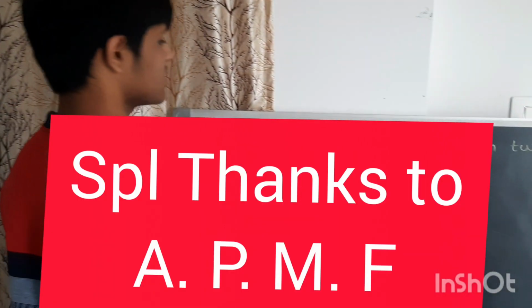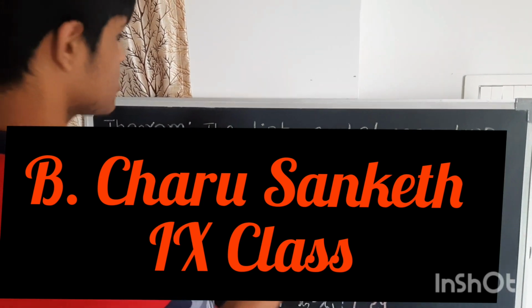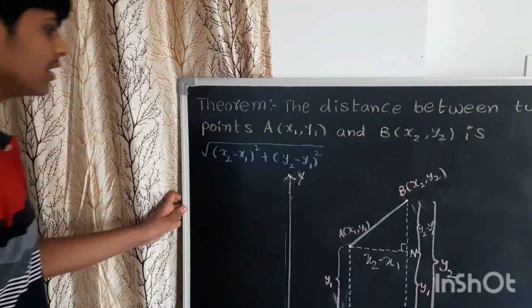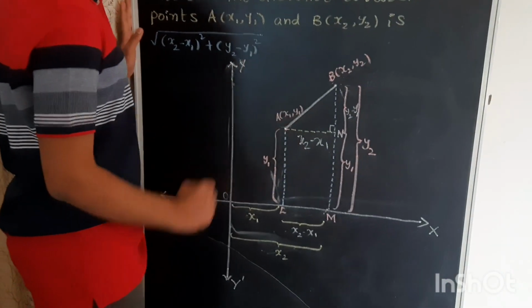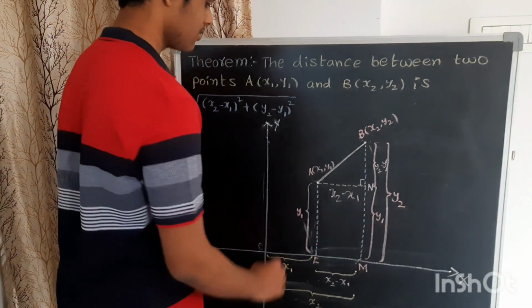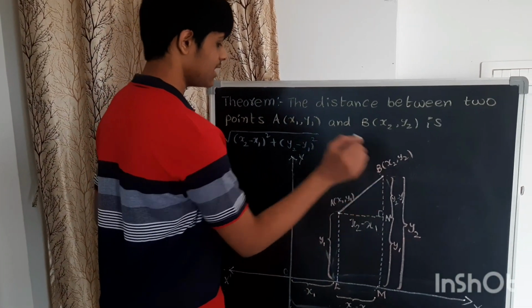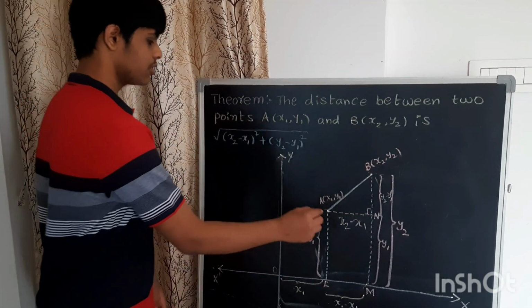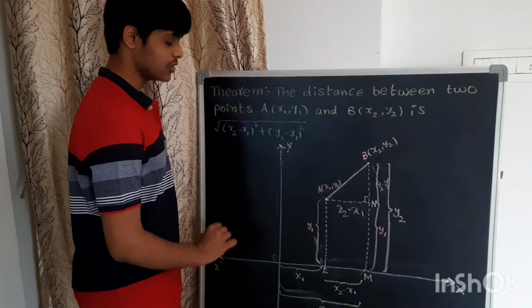Today I am going to discuss the distance between two points A(x1, y1) and B(x2, y2). Draw a Cartesian plane. Mark the points A(x1, y1), B(x2, y2) in the Cartesian plane. Now we should find the distance AB. Now draw lines AL and BM which are perpendicular to the x-axis.